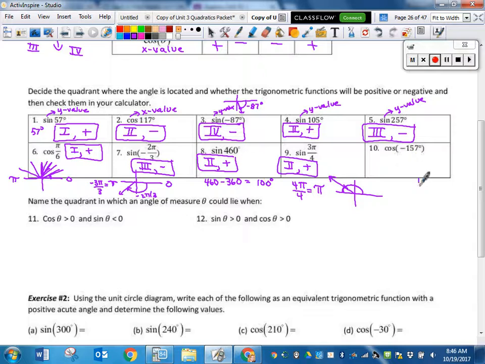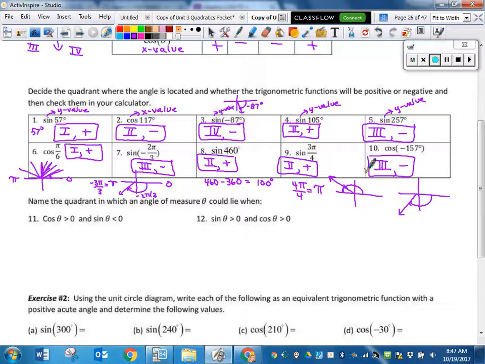Negative 157. Negative 180 would get me halfway around, so negative 157, past negative 90, puts me in quadrant 3, and therefore my x value is negative. So you're thinking about the angle by itself to figure out what quadrant you're in, and then you're thinking about whether you're talking about the x value or the y value to figure out whether it's positive or negative.